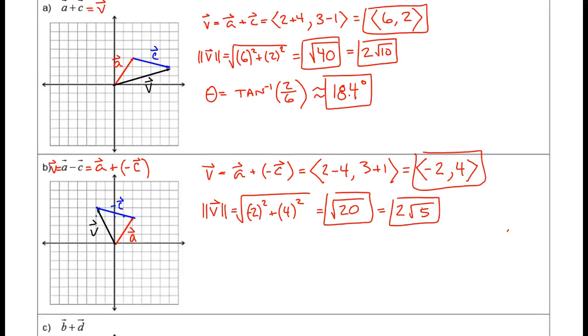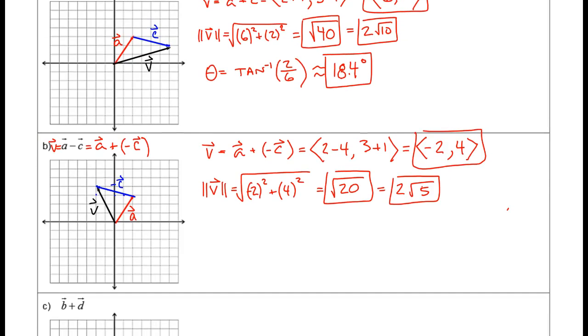Okay, now we have to think about the angle theta for this vector. Now this one isn't as simple as the last one. Remember, the angle theta is this angle right here. It's the angle between the positive x-axis and the vector. Well, that angle is in quadrant 2, so we can't use inverse tangent directly. What we can do is modify the angle pi by subtracting the inverse tangent of 4 over 2.